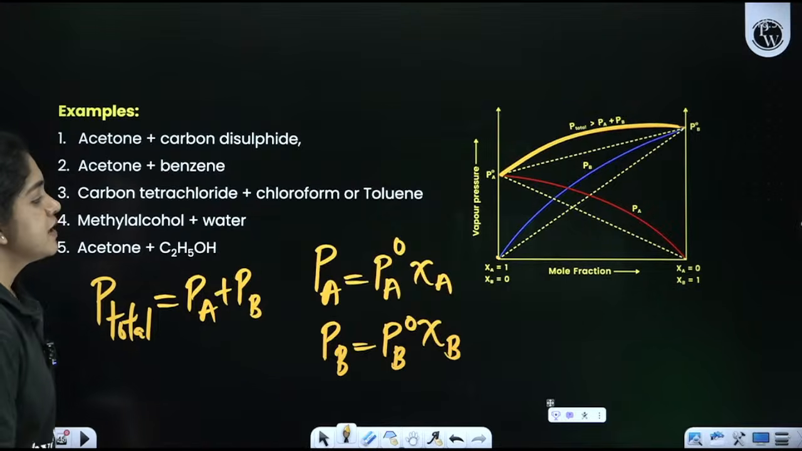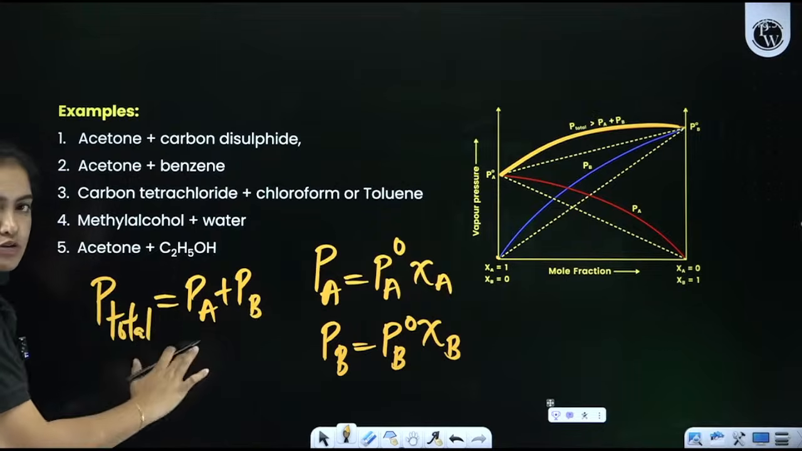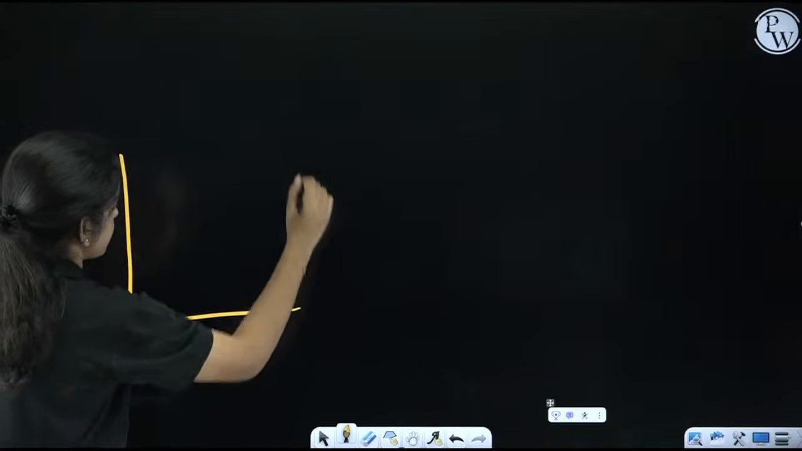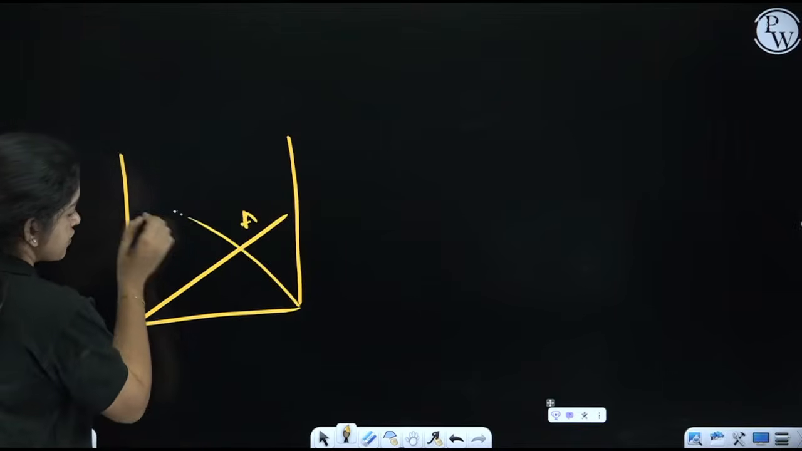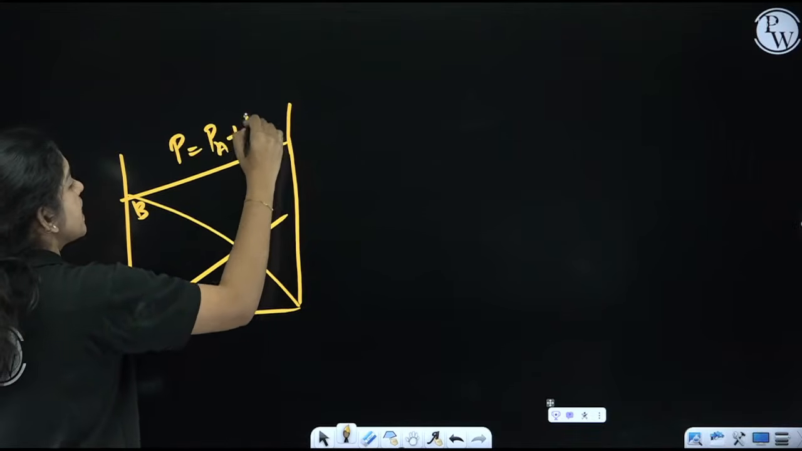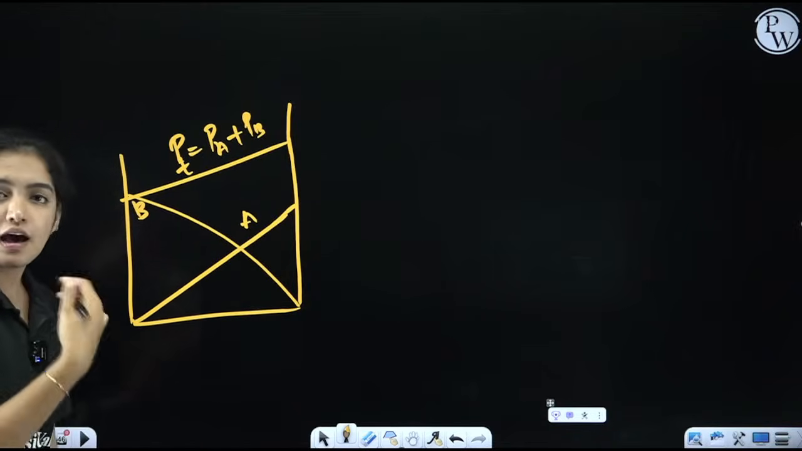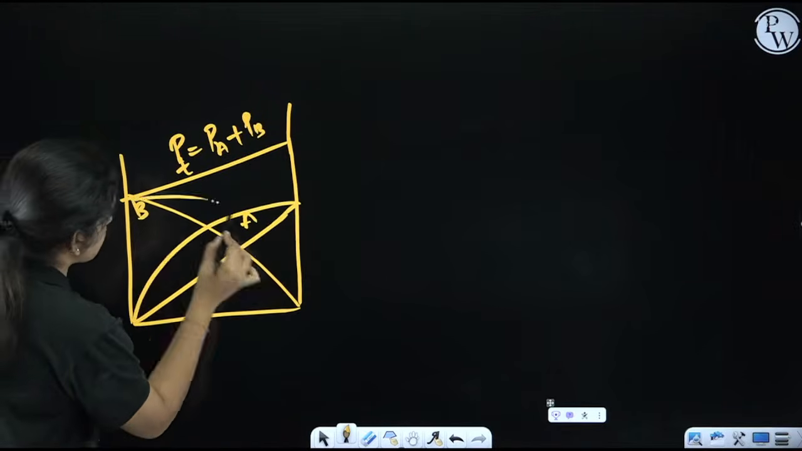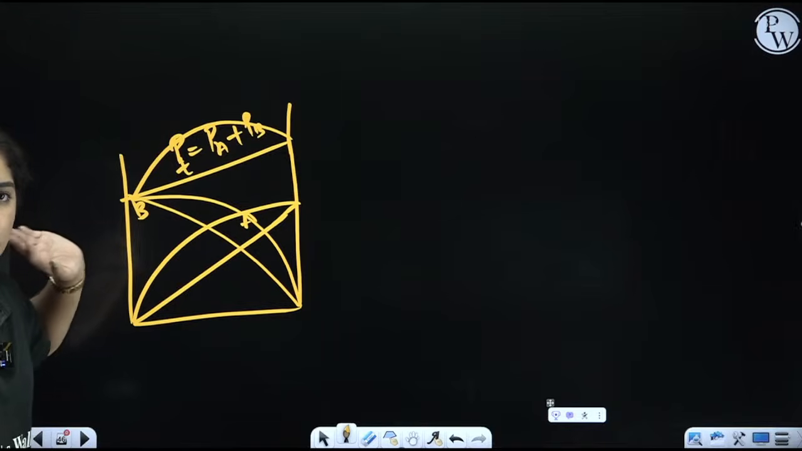Got it? Now, according to the non-ideal solution positive deviation, when we add the two values, it will be higher. To show that it is higher, we know the graph, the original graph was like this. First component, we can write A component, this one B component, and total one P equal to PA plus PB. And this was the ideal solution's graph. But when it is high, what will happen to the graph? It will show slight deviation. It will be high. This curve also will be very high, and this will also be very high, like this. It will increase. Okay? Got it?